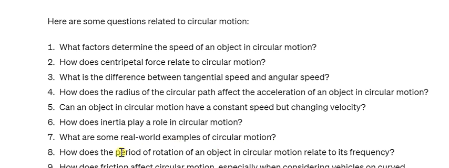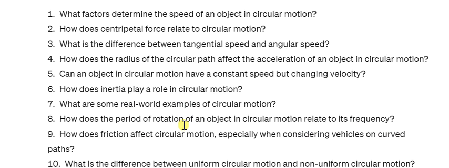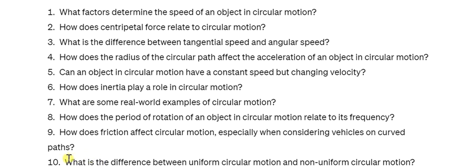What are some real world examples of circular motion? How does the period of rotation of an object in circular motion relate to its frequency? How does friction affect circular motion, especially when considering vehicles on curved paths? The tenth and last question is what is the difference between uniform circular motion and non-uniform circular motion? We will discuss all these 10 questions one by one.